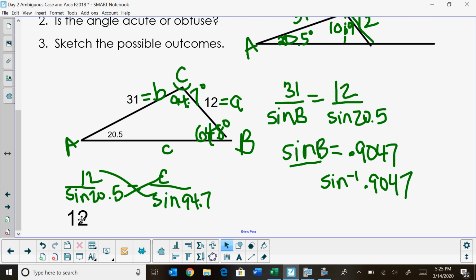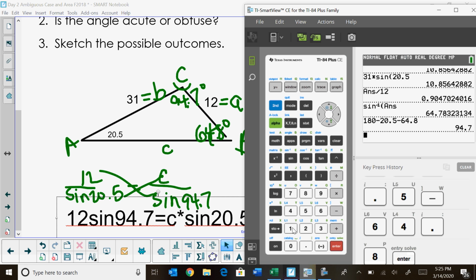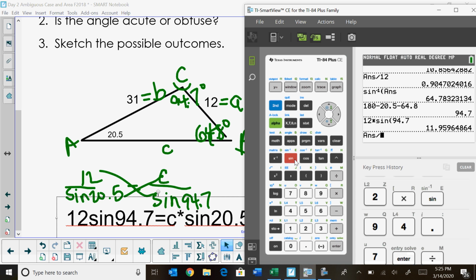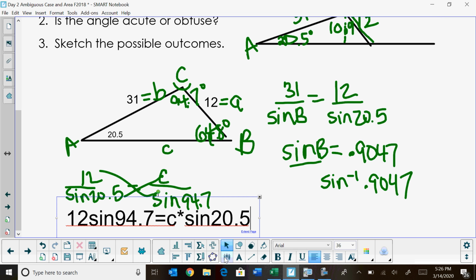That's equal to C times sine of 20.5. So we're going to end up multiplying this together and then dividing by sine of 20.5. Let's grab our calculators. 12 times sine 94.7, get that answer, then divide it by sine of 20.5. That should give us side C, which is 34.2.